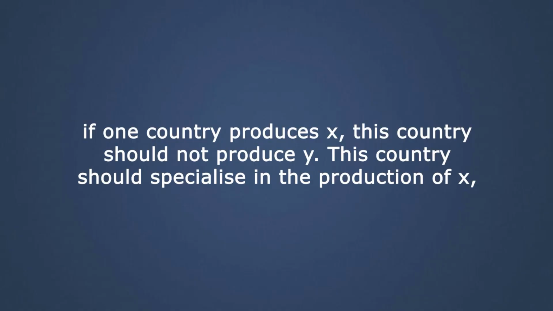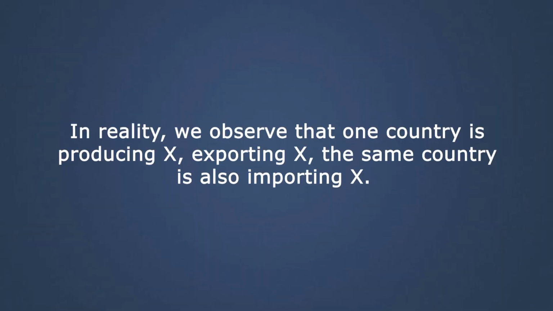But in reality, in abstract terms, if one country produces X, this country should not produce Y. This country should specialize in the production of X. But the reality is a bit different. What is the reality? In reality, we observed that one country is producing X, exporting X, and the same country is also importing X. The example was between America and Germany.